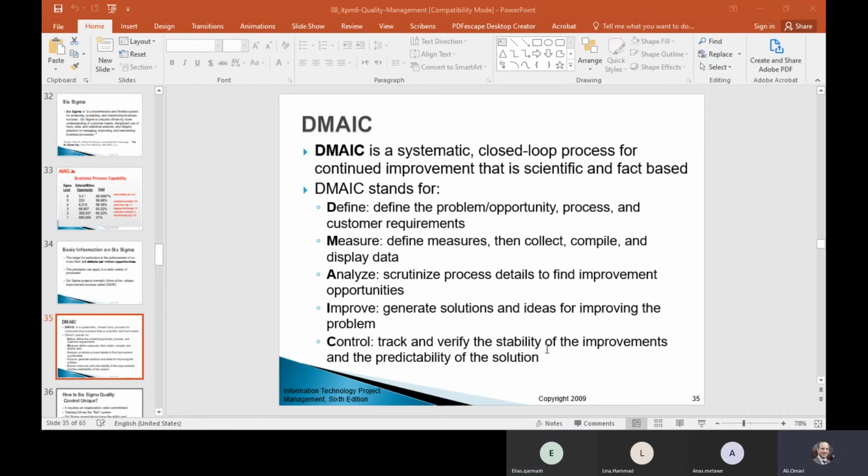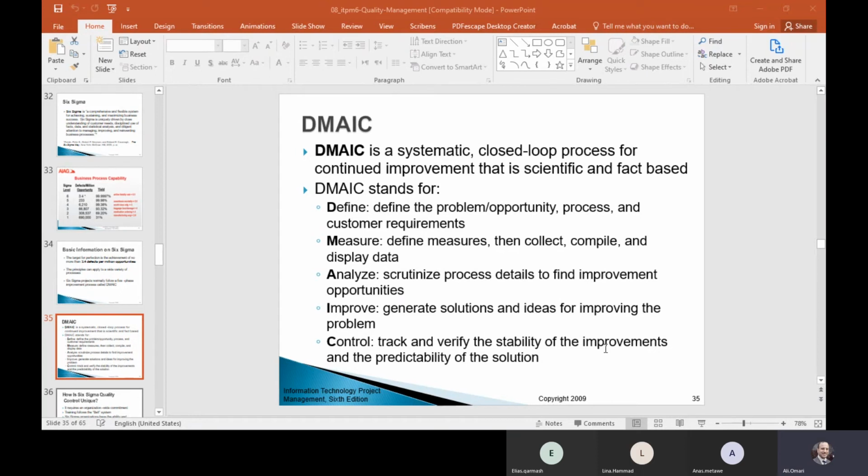So when analyzing, there is an important tool that we can use, like the fishbone or Ishikawa diagram that we talked about earlier, and generate the solution idea for improving the problem. You have the final solution verified with the project sponsor.